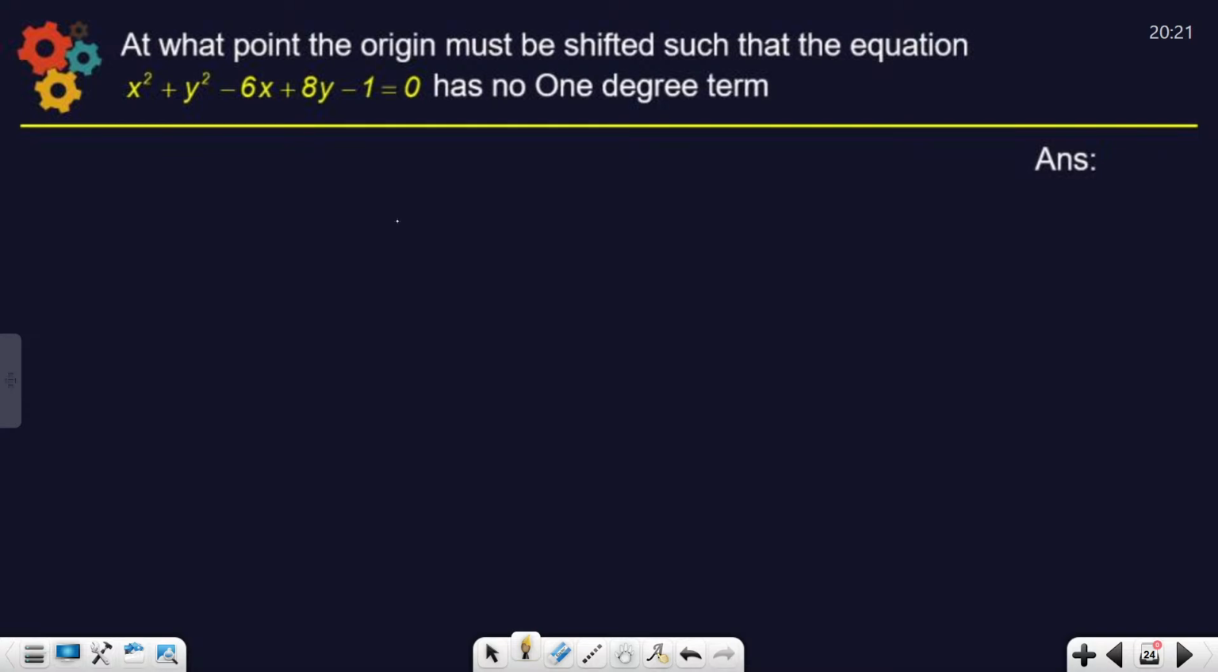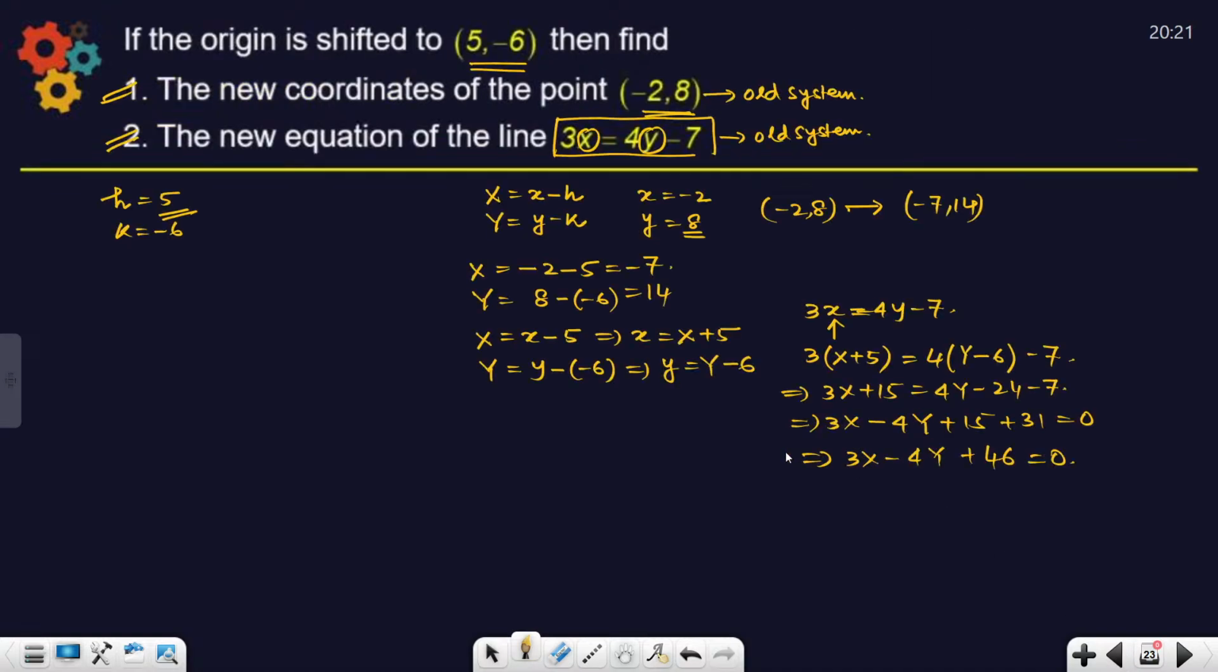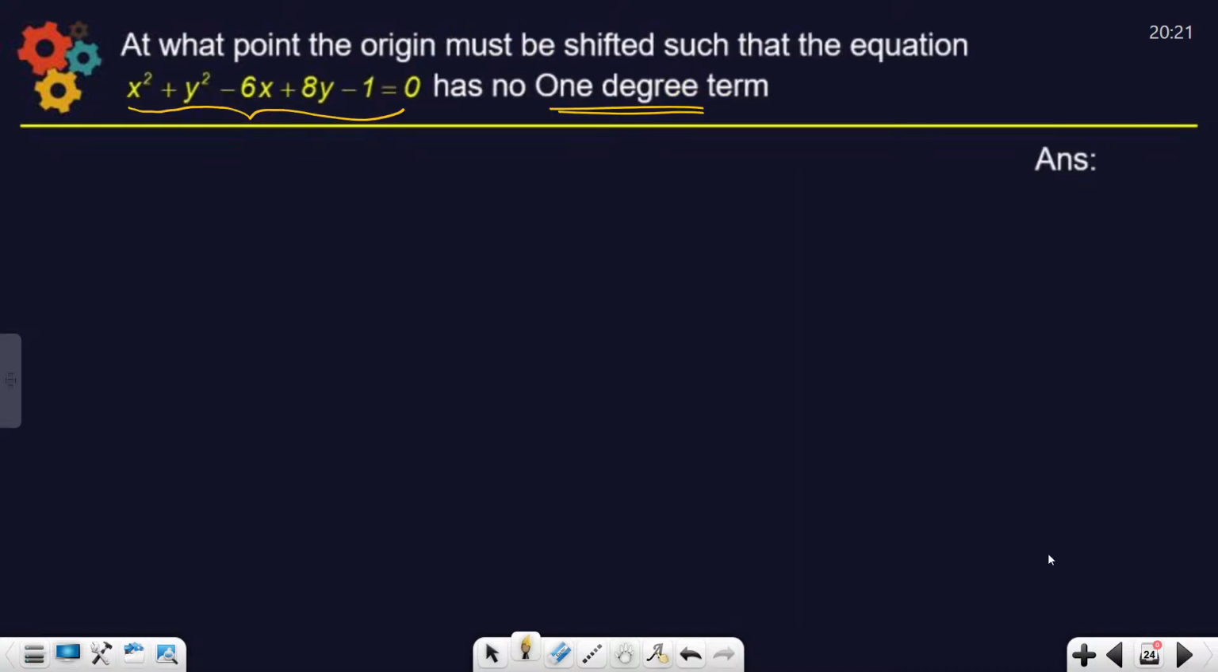At what point must the origin be shifted such that the equation, this is the equation of a circle, has no 1 degree term? Till now, how were we doing it? What kind of question was it? In the questions, they always gave us that the origin is shifted to some point. But in this question, they have not told us at what point.